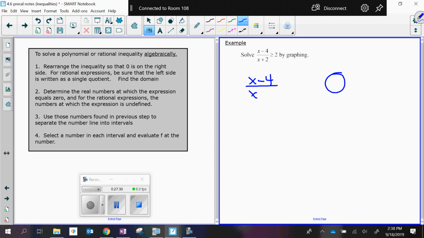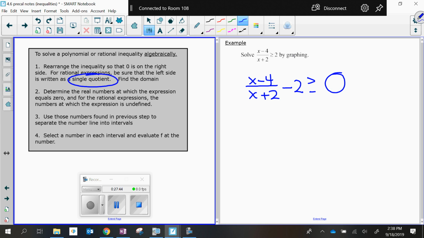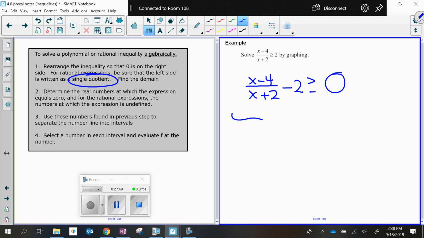X minus 4 over x plus 2 minus 2 is, very good. Okay. All right. Now, this is ugly. Remember, we want to write that as a single quotient. So, you want to write this as a single quotient with a numerator and a denominator. Why? Those are rational functions, and we know we got vertical asymptotes, we got all that business. But otherwise we don't. Yes, Megan. Got it? Go for it.